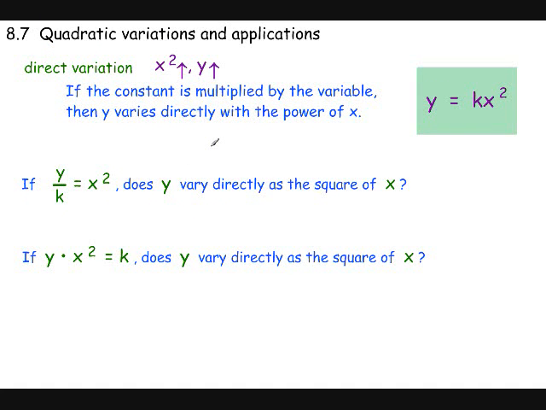Direct variation, just a little more work on this to see if we really understand what we're talking about here. Direct variation, they travel in the same direction, the x squared and the y. And if we write it as an equation, we see it's y equals k times x squared. If y divided by k equals x squared, is this a direct variation? Well, let's see if we can put it into this form. I could multiply both sides of this by k, couldn't I?